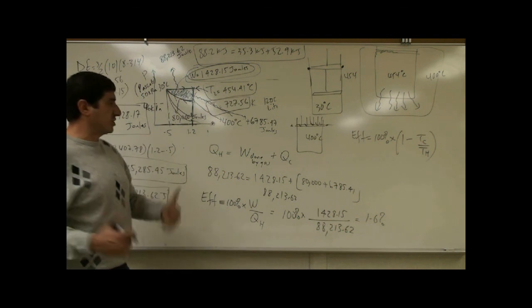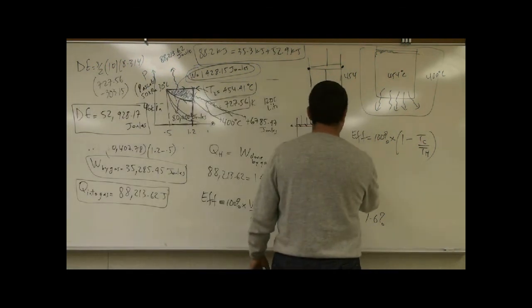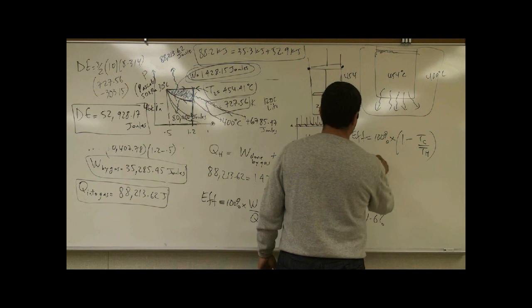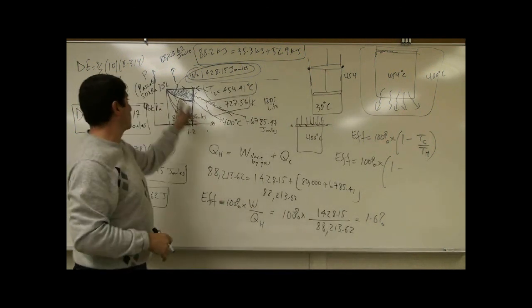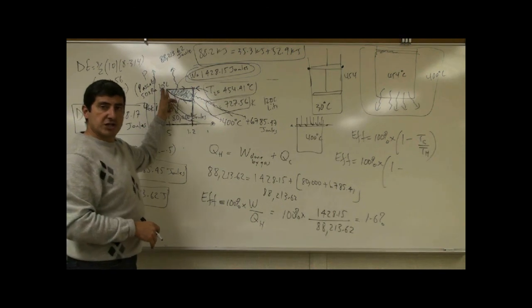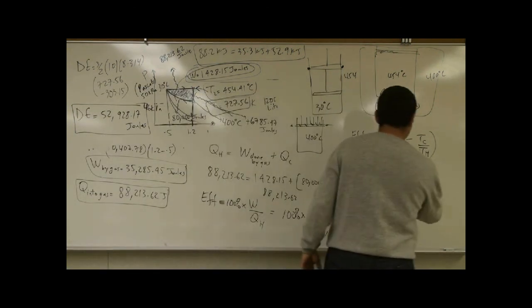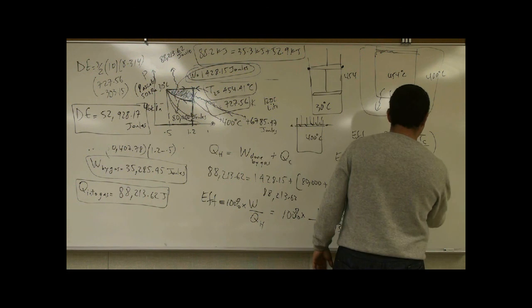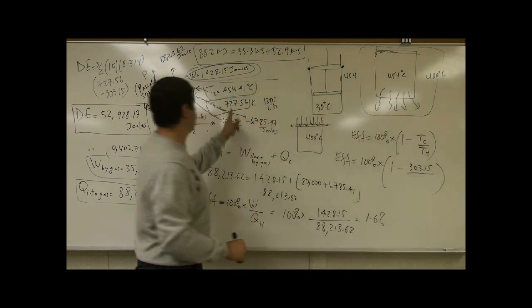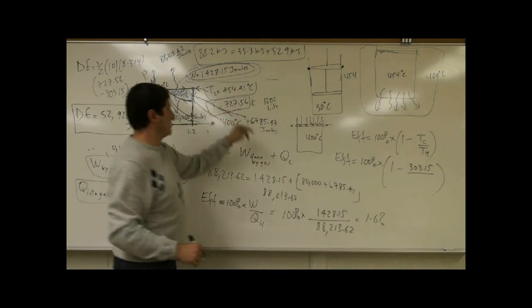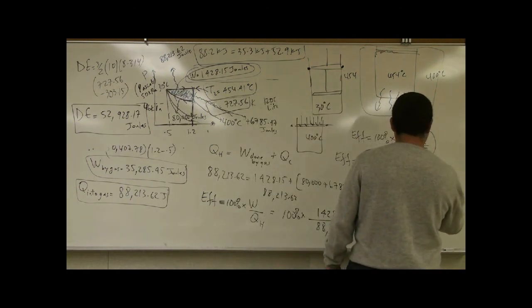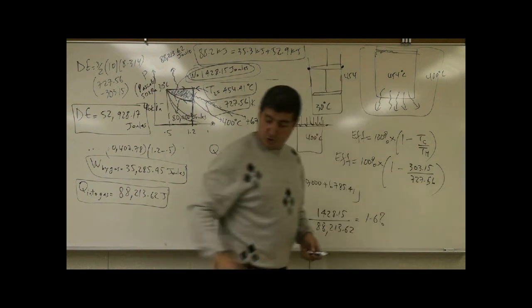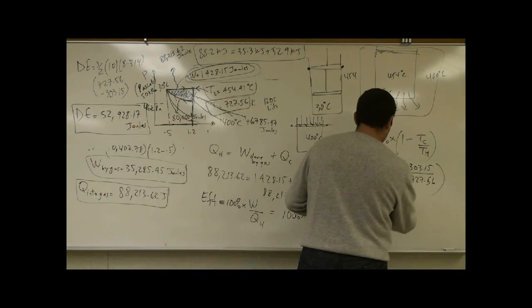So the highest efficiency I could have is going to be 100% times 1 minus, what's my T cold? The coldest is 30 Celsius, which in Kelvin is 303. What's the highest temperature in Kelvin? 727 in Kelvin. 727.56. So let's take the ratio of that.